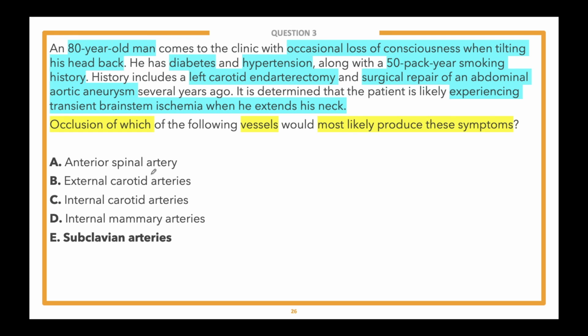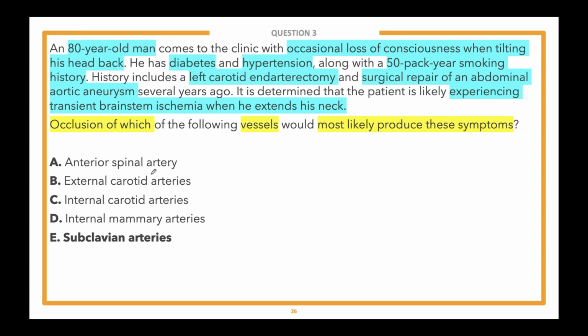Answer choice C, internal carotid arteries. These are branches off the common carotid artery, okay? But loss of consciousness from tilting the head back would not be a result of occlusion of these arteries, as we just mentioned. And same thing goes for the external carotid arteries. Those are also coming off the common carotid as well.